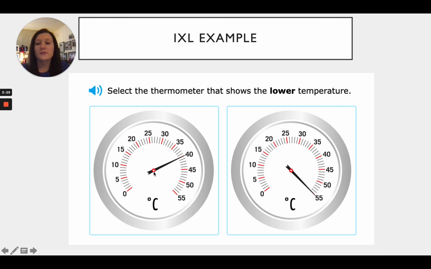On this one we see it's pointing directly at 40 degrees Celsius. And on this one it's pointing to 55 degrees Celsius. It was asking us to select the thermometer that shows the lower temperature. So we know that 40 is smaller than 55, so we would pick this thermometer to show the lower temperature.